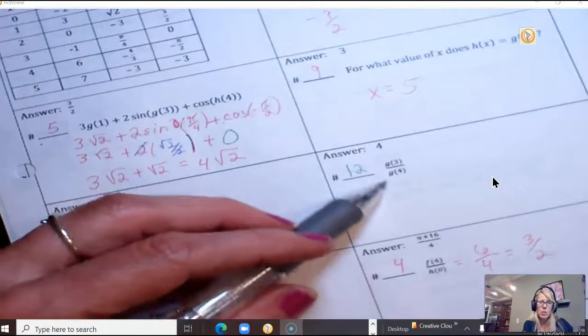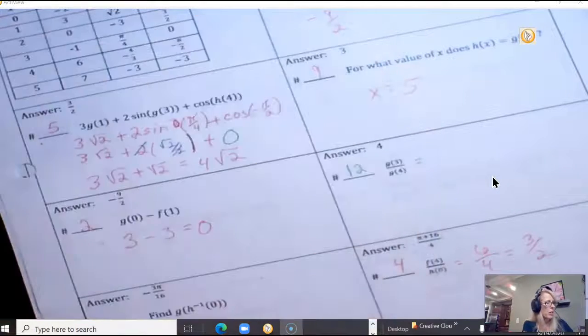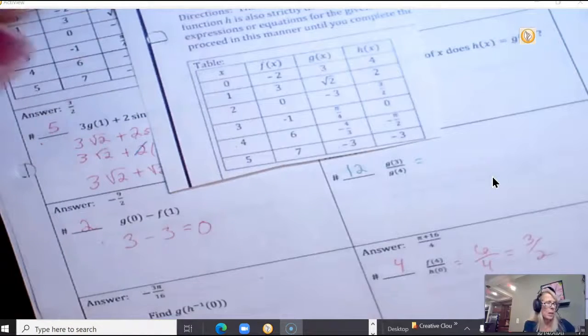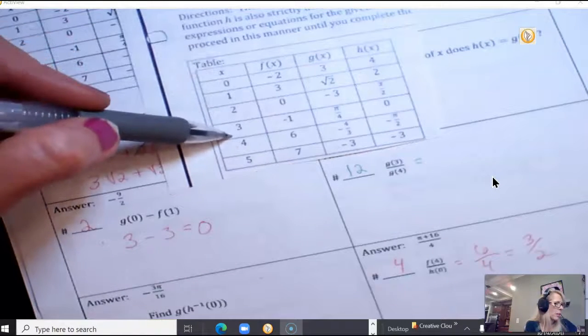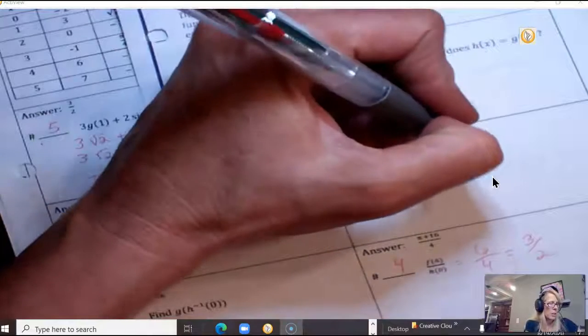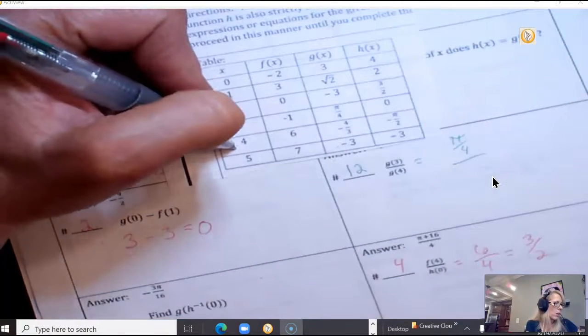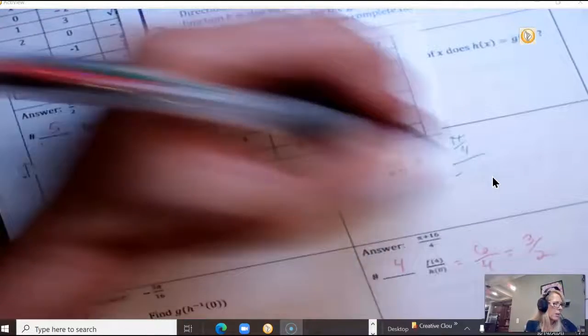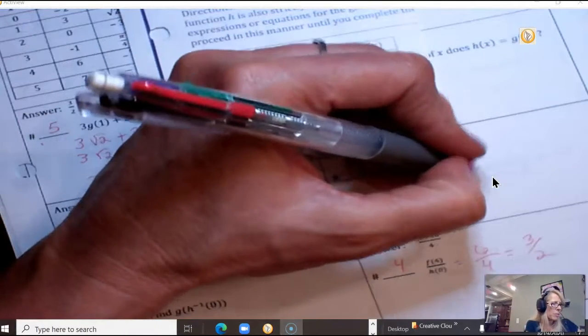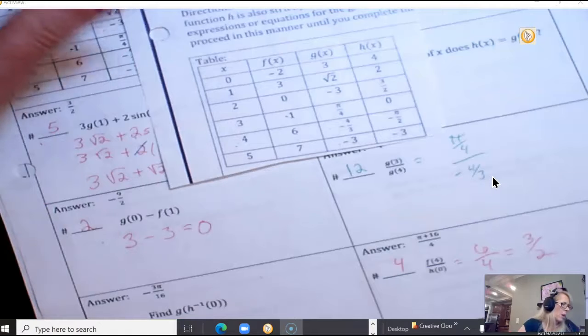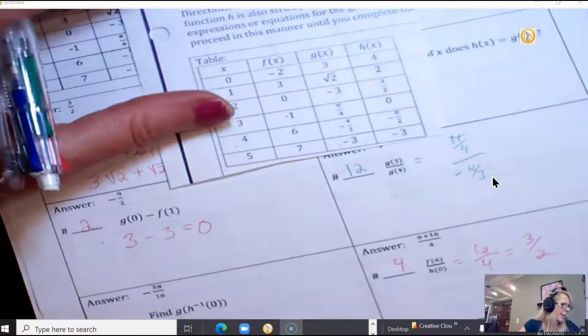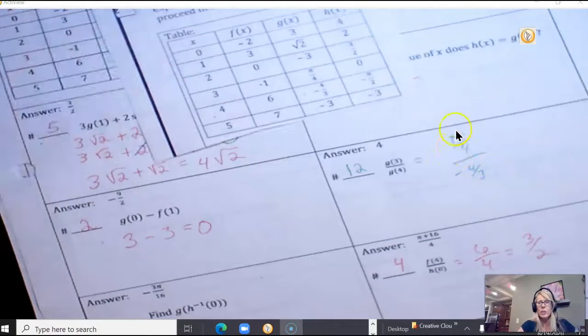This question is g of 3 over g of 4. That's simple because all we're doing is using our table. G of 3 is pi over 4. G of 4 is negative 4/3. Okay, so looking at this, you've got fractions within fractions, and sometimes that freaks people out. Please don't let it freak you out. I really don't want it to.